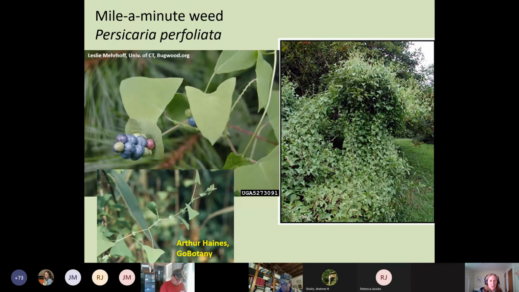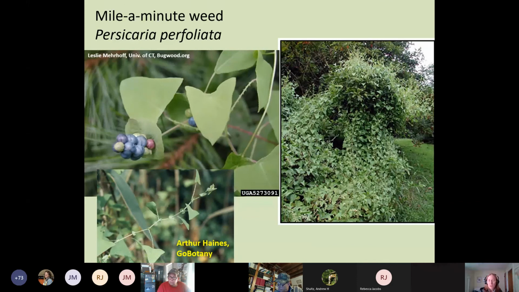And the leaves are triangular in shape, sometimes with a little bit of the heart shape at the top of the leaf. The flowers are in clusters. So these are the fruit here, but before fruit come flowers. And so these flowers are in clusters. And the fruit, when mature, are these striking blue and purple colors. The flowers are sort of inconspicuous and white. And the fruit have some dark glands on the surface. So that's mile a minute.